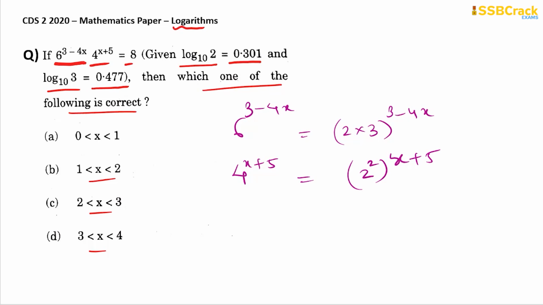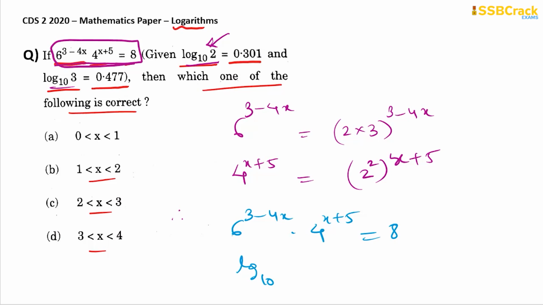Because we need to apply log to both sides of this equation, so that in the simplification we will have the values log 2 to the base 10 and log 3 to the base 10. We are applying to the given equation, 6 to the power 3 minus 4x into 4 to the power x plus 5 equals 8, the log to both sides, that too log to the base 10. So we are applying log of base 10 to both sides of this equation.